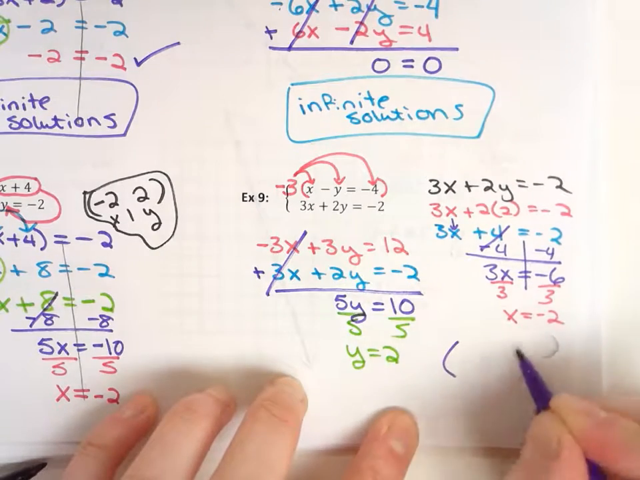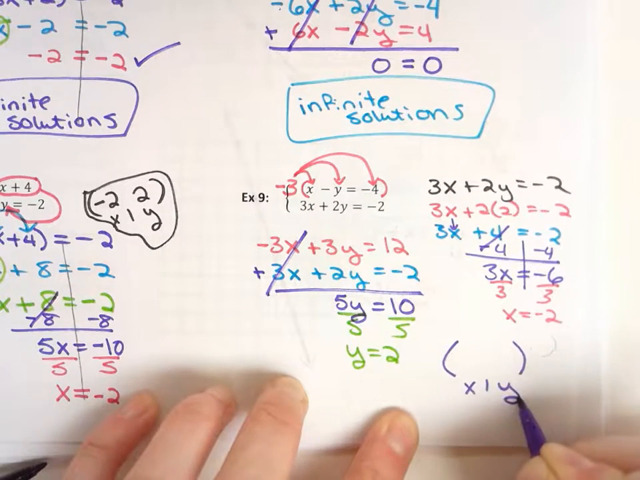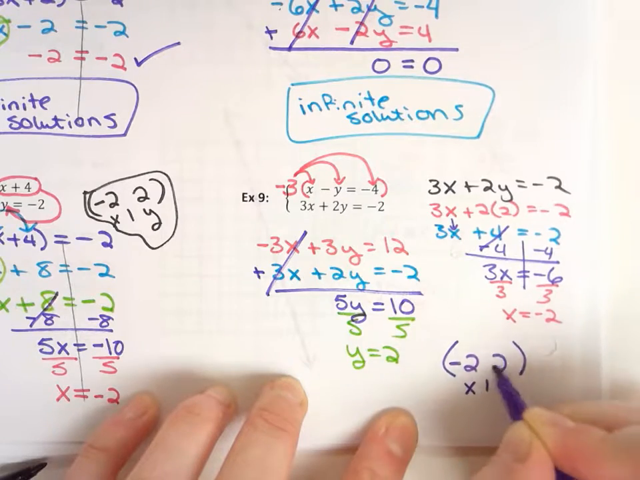So when I write my final answer, I've got an x and a y value that's -2, +2.